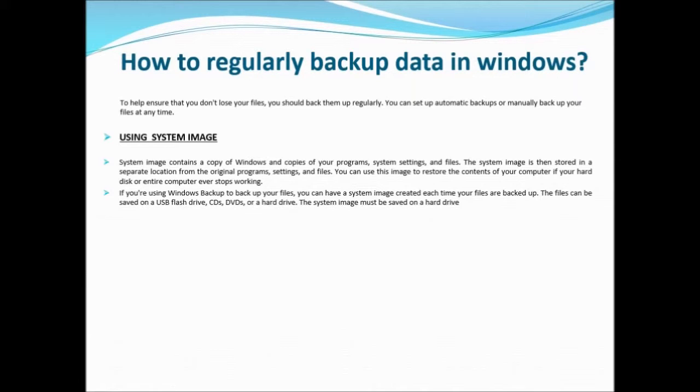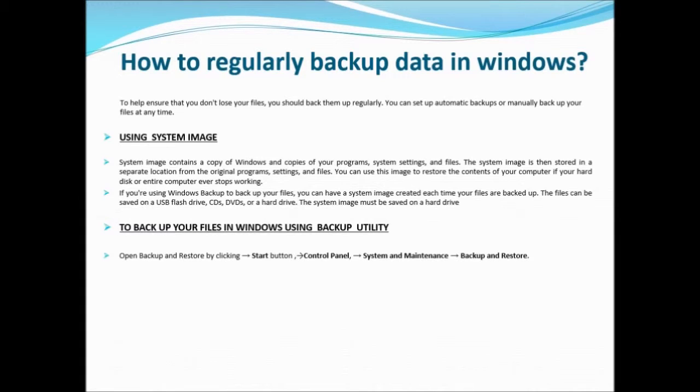The files can be saved on a USB flash drive, CDs, DVDs, or a hard drive. The system image must be saved on a hard drive. To back up your files in Windows using Backup Utility, open Backup and Restore by clicking the Start button, then Control Panel, then System and Maintenance, and then Backup and Restore.